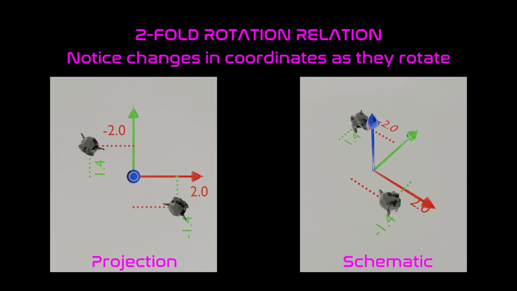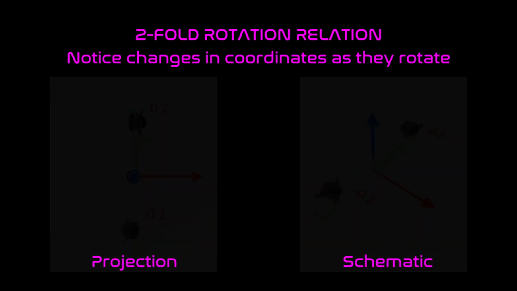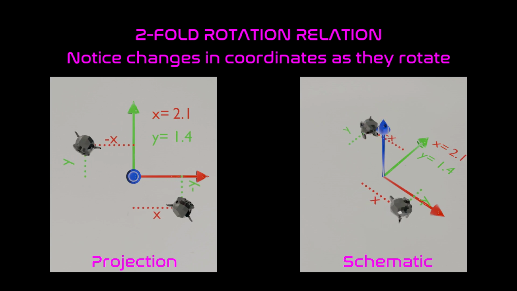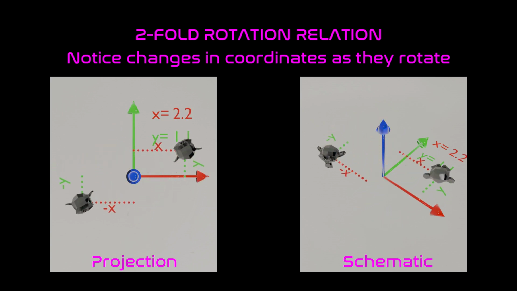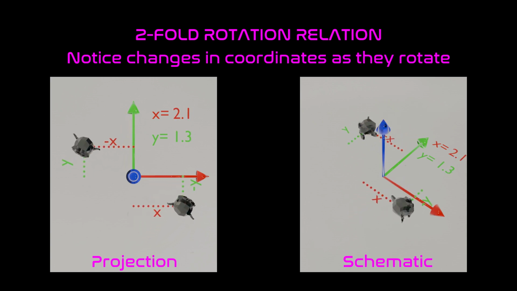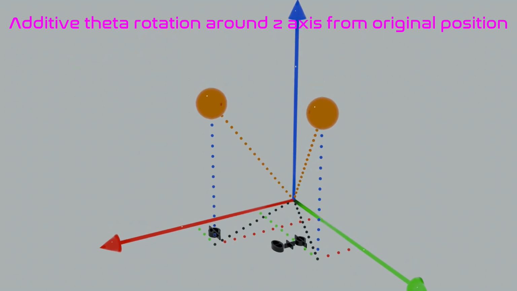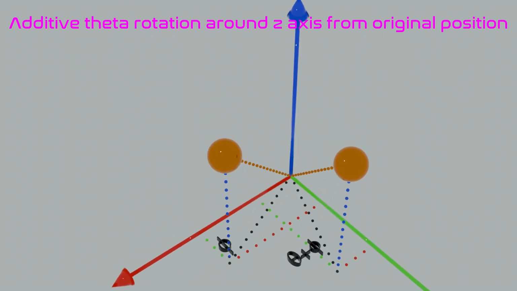Now, imagine two identical objects. One is the original. The other is generated by a twofold rotation around the z-axis. They move together, and notice. Their xy coordinates change, signs flip, but the z-coordinate stays unchanged. That's the essence of a twofold symmetry. Rotate 180 degrees, and the pattern repeats.